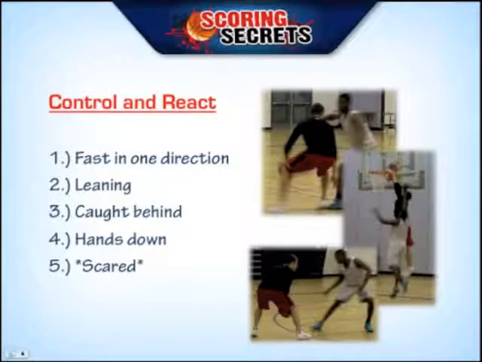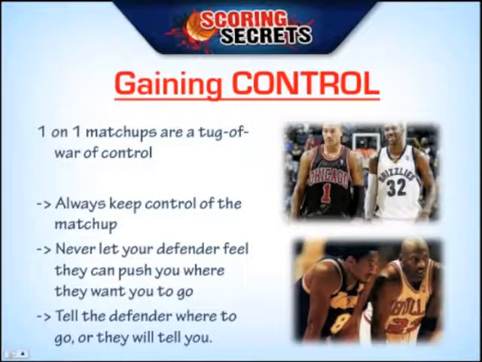Now, let's kind of overview what we've learned right now. So controlling and reacting to the defense, there's really 5 reactions that we're looking for. We're getting them moving fast in one direction, we're getting them leaning, we're getting them caught behind us, we're getting their hands to go down, and we're getting them scared. So right now, let's talk about gaining control back.